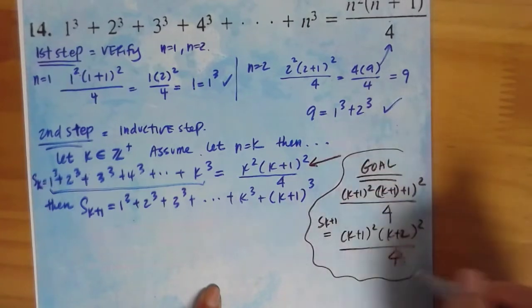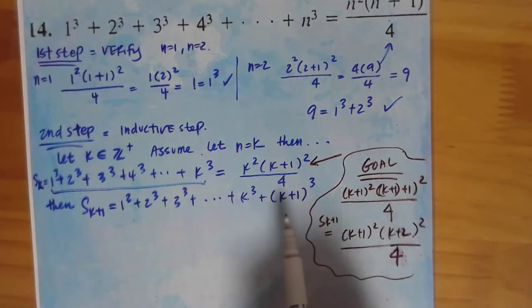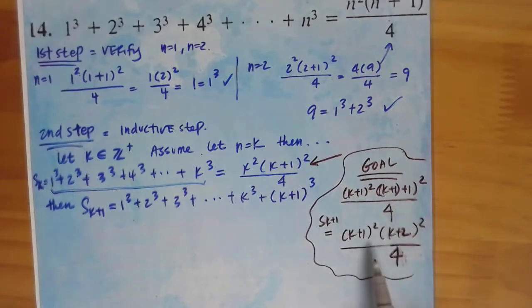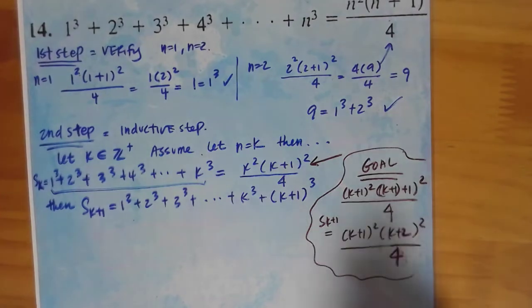This is our goal. Our goal is that if we add one more term to this sequence or this series, we're going to get S sub k plus 1 equal to (k plus 1) squared times (k plus 2) squared over 4. And it's going to happen organically.